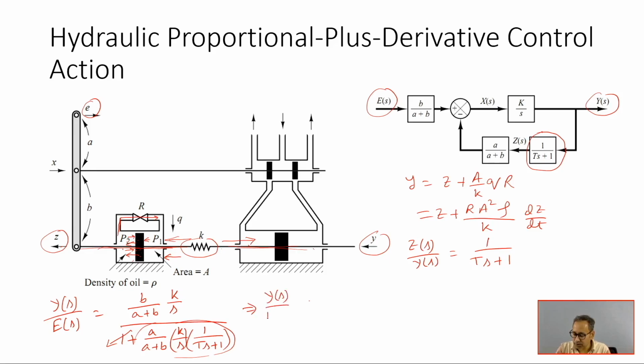So, this can be simplified to Ys by Es equals Kp into 1 plus Ts, where Kp equals b by a, the lever ratio, and T equals R squared rho by K. So, clearly this expression is similar to that of a PD control action, with proportional gain, and this is your derivative time constant.